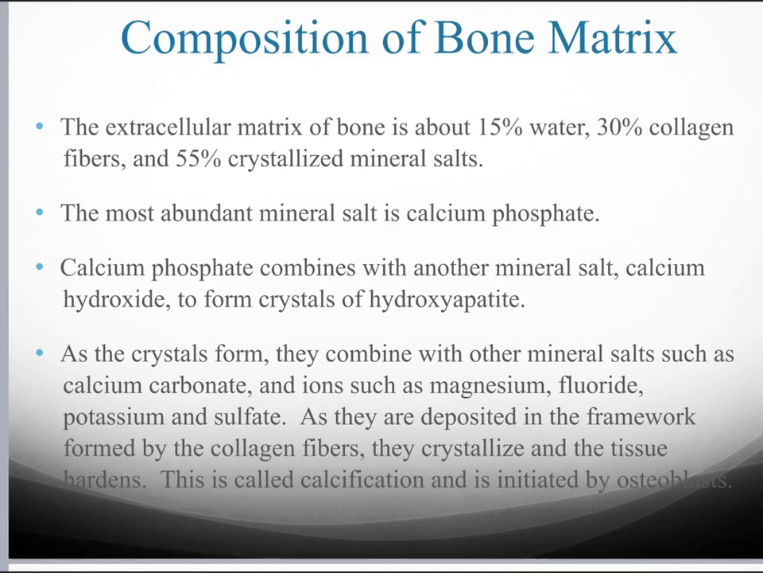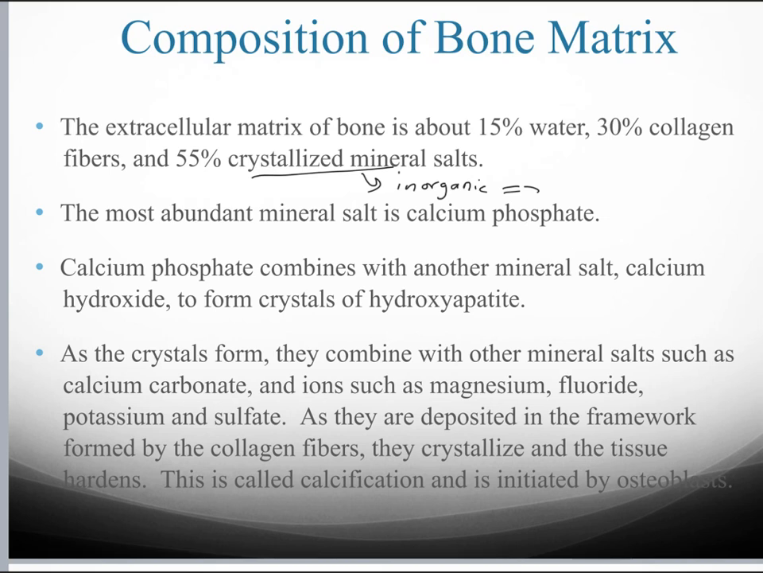Let's look at the composition of bone matrix. So the extracellular matrix of bone is about 15% water, 30% collagen fibers, and 55% crystallized mineral salts. Now, these mineral salts right here are inorganic components of bone, and they include salts of calcium and phosphate, as well as hydroxyapatite.